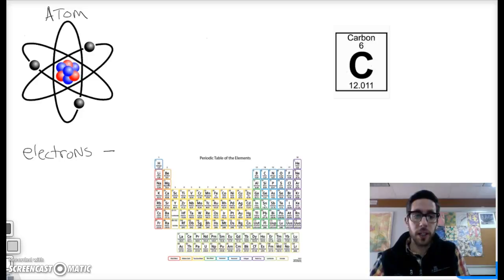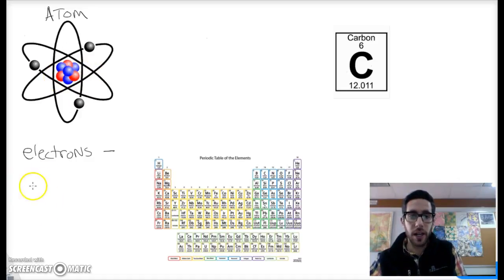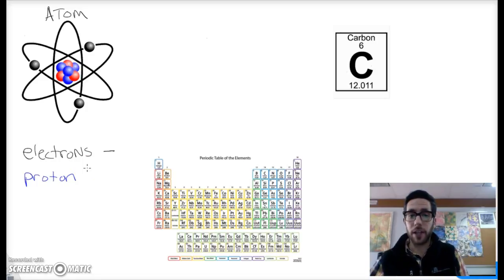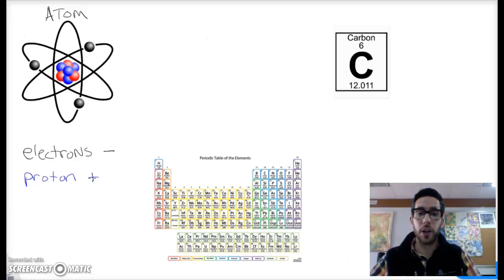Now, we move to the inside. The inside, which is this area here, is called the nucleus. And there's 2 different things in the nucleus. The first thing is a proton. Now, a proton is the opposite of an electron in that it carries a positive charge. Now, this is important to remember because atoms are most times neutral. And what that means is their charge is equal to each other. So for every negative, you also have a positive. And this means that protons and electrons are normally equal to each other in a neutral atom.